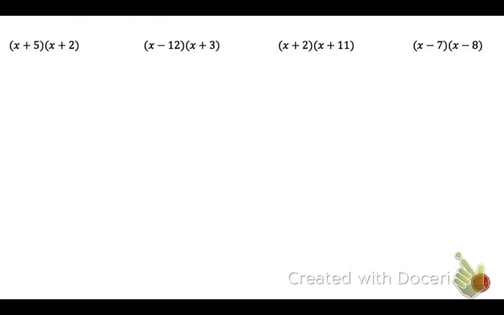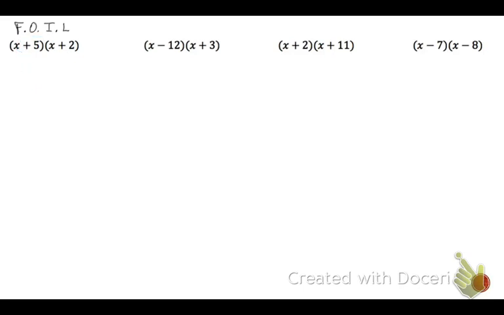So before we start factoring though, let's work the other way. Let's multiply. And we're going to multiply using the FOIL method. So again, that's just an acronym that means we multiply first terms together, then outer terms together, inner terms together, and last terms together.